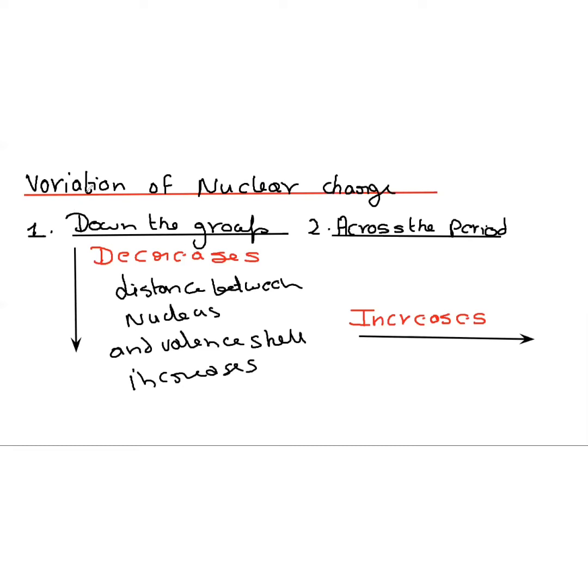Now, the second thing: across the period, the opposite will happen, as the nuclear force is going to increase. Why? Because the number of shells remains the same here. But the number of protons and electrons is continuously increasing, because when we move across the period, the number of electrons in the outermost shell starts increasing one by one. So when protons and electrons increase, it means the attractive force between the nucleus and the outermost shell will increase.